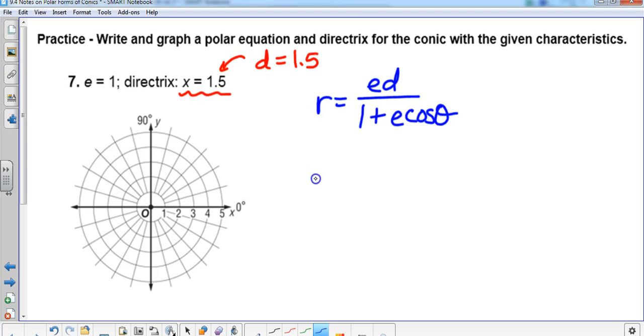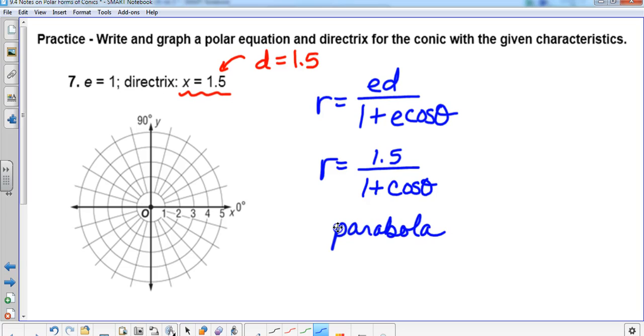What's the top become when you do E times D? 1.5. What does the bottom become when you put in E? 1 plus 1 cosine theta. Okay? E is 1, so it is a what shape? It's a parabola. I am never going to take your calculator away from you, but I believe it's going to open sideways, because its cosine is going to open sideways.